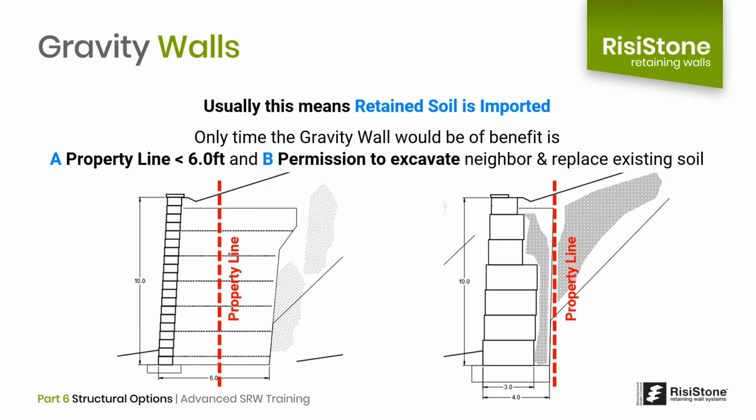So in summary, the only time the gravity wall would be of benefit in this case is if there's a property line less than 6 feet away, so the grid wall would not fit in, and there is permission to excavate into the neighboring property temporarily and replace the existing soil with a high quality sand and gravel. So the bottom line is many competitors talk about being able to build much higher walls in less space than a grid wall, but the reality is much more complex, and there are really only very specific situations where this is the case.